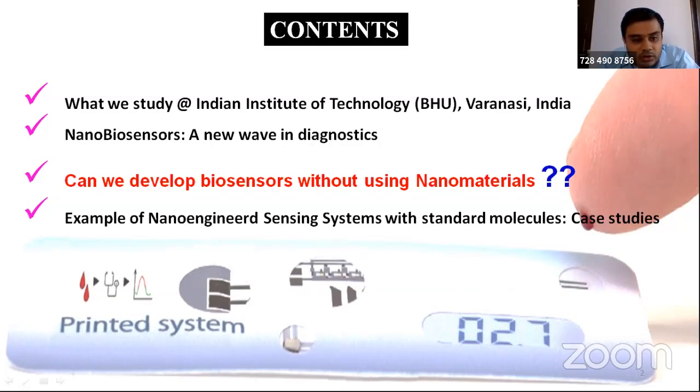I will give one or two examples of that also, because the whole idea of what Srishti wanted me to talk about today is the incorporation of nanomaterials in biosensing devices. So I would also talk about why we want a nanomaterial. That is a very important point. After that, I will discuss examples of nano engineering systems with standard molecules. I will give a few of my works, what we have developed so far. This is the outline of the whole presentation today, and I'll go one by one.